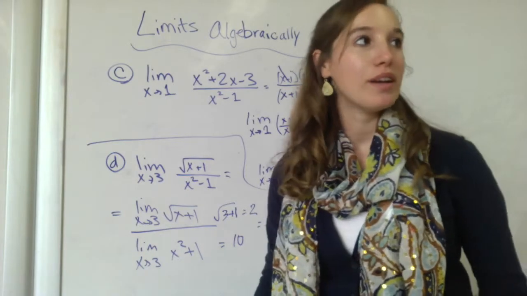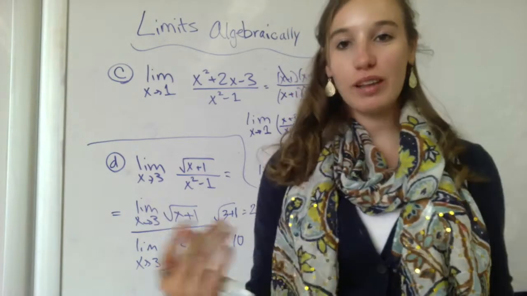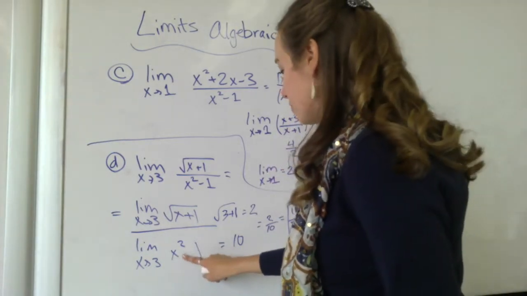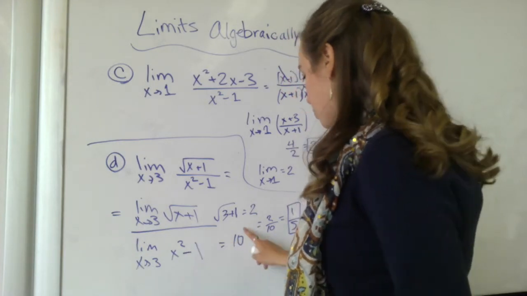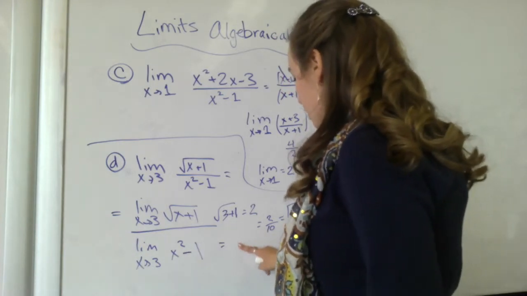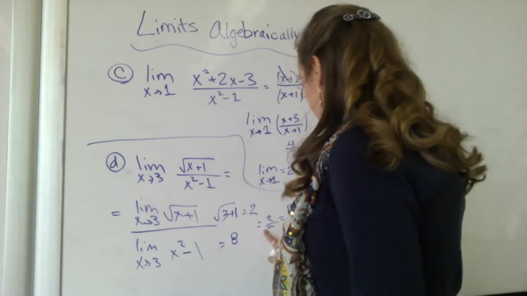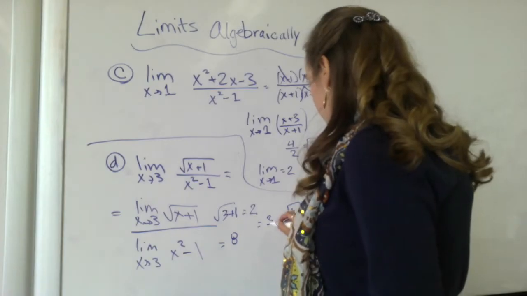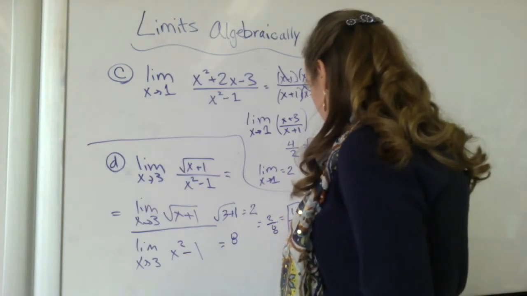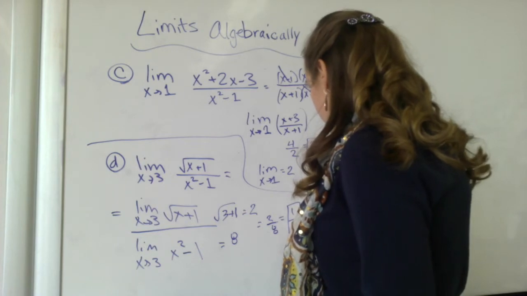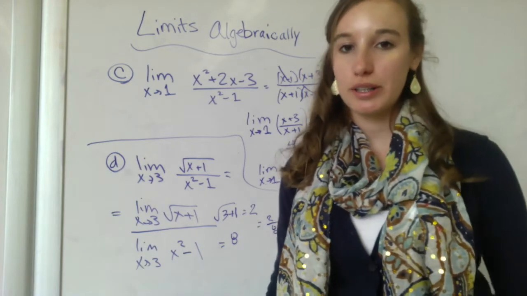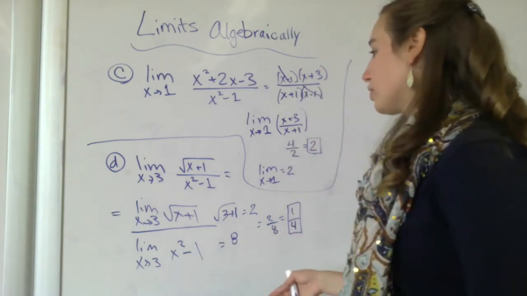Shoot. Hey, friends. So, anyway, just to recap, I wrote this wrong. This should be x squared minus 1. So you should get 8 on the bottom. And you should get 1/4 as your answer. You have to make sure you don't make little mistakes like that, or it could ruin your entire process.